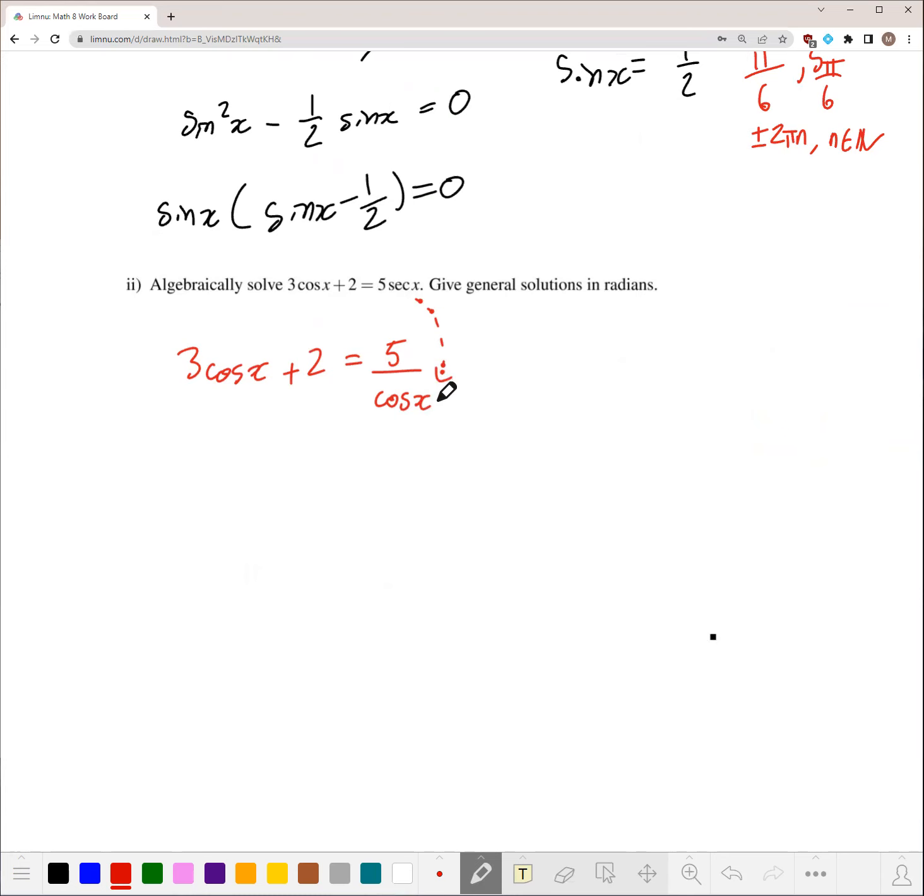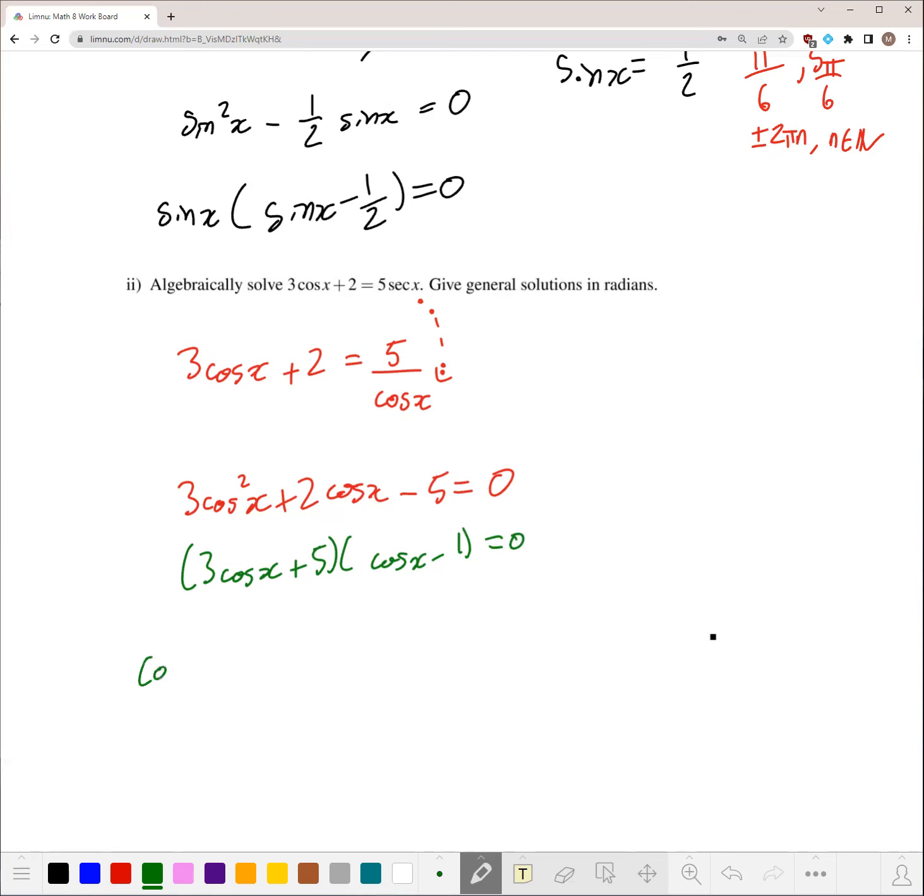Now I'm going to treat this kind of like a rational, so I'm going to multiply both sides by cosine x. So I get 3 cos squared x plus 2 cos x equals 5, but now it's a quadratic. So I'm going to bring that 5 over, minus 5 equals 0. Now this is one of those ones where maybe I'd make a factor diamond, but I ain't no quitter. So I'm going to try this without, and I should end up with 3 cos x plus 5 times cos x minus 1 equals 0.